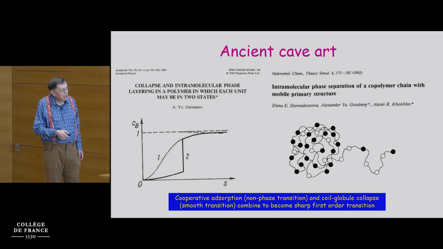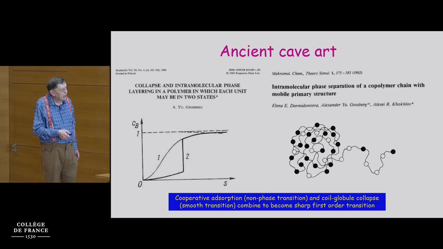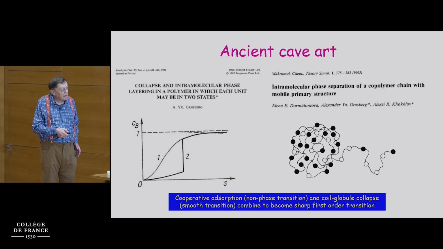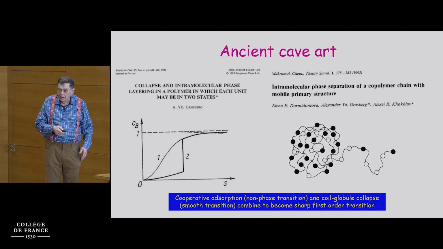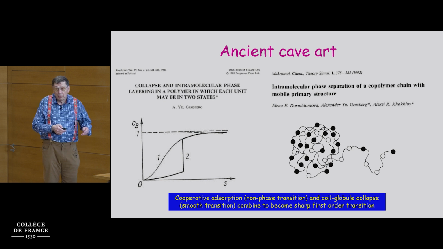You have this globule, and you have this open part, and this is microphase separation, and there is a first order phase transition because it's controlled by the number of black particles that are absorbed on the chain. So it's the same idea, much more primitively executed, but the idea is very simple.